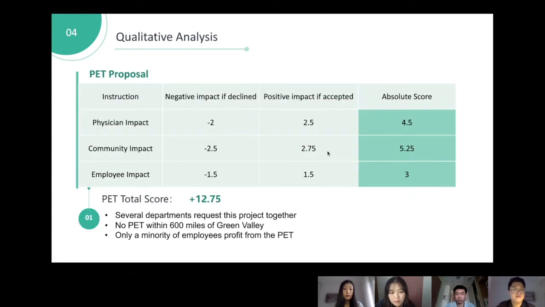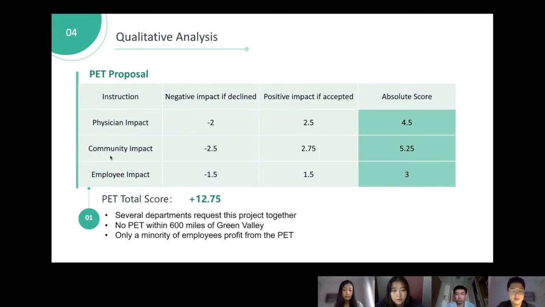Now we're going to look at the PET proposal qualitative analysis. For the first part, the physician impact, we give -2 for the negative impact if the proposal is declined, and plus 2.5 for the positive impact if the proposal is accepted. And the total absolute score for physician impact is 4.5. We give this score mainly because several departments require this project at the same time. So we consider it as a really important proposal.